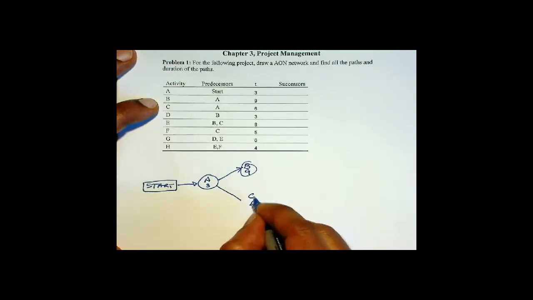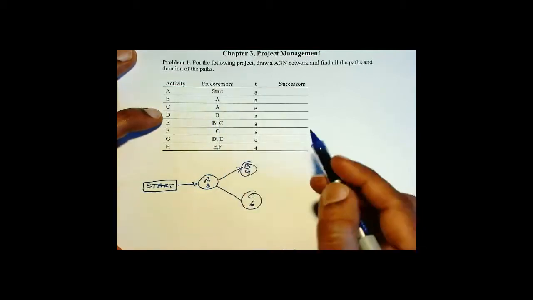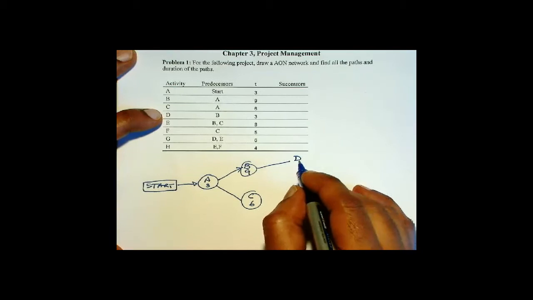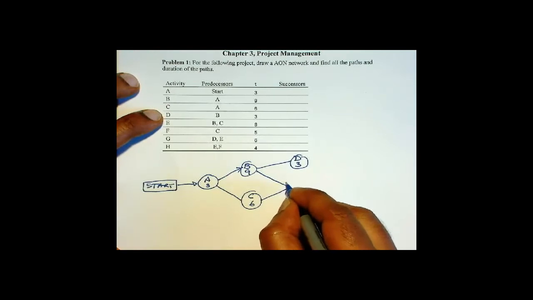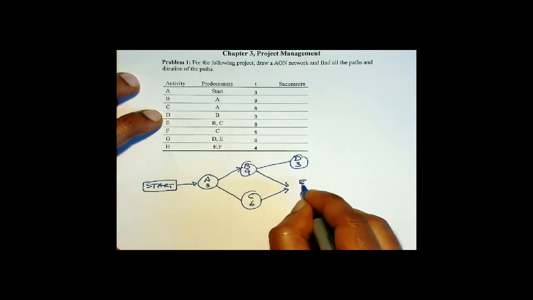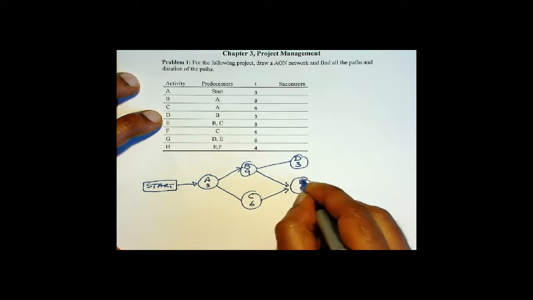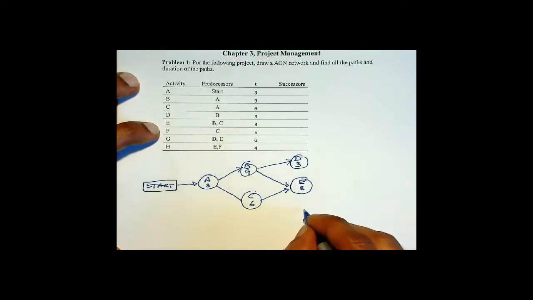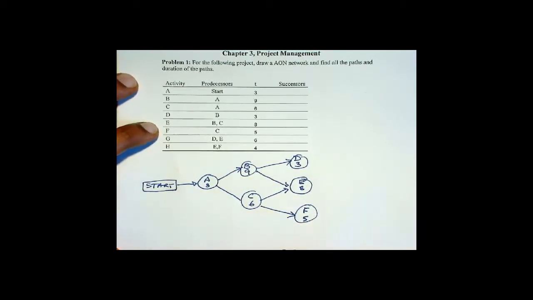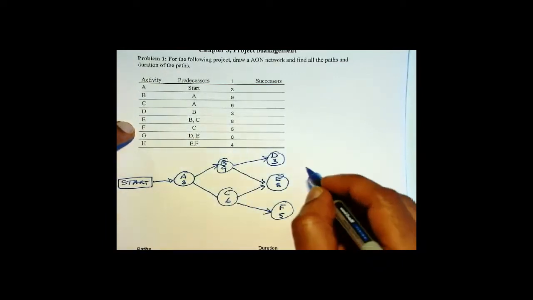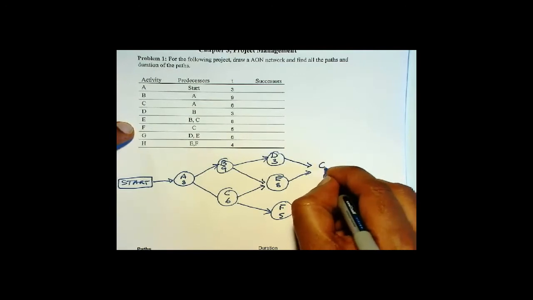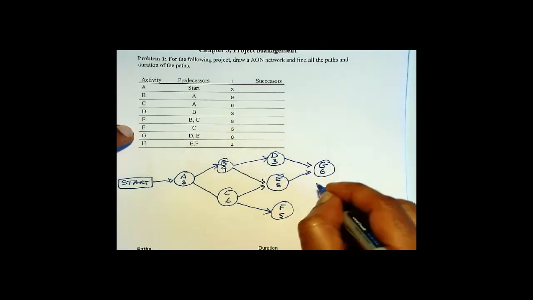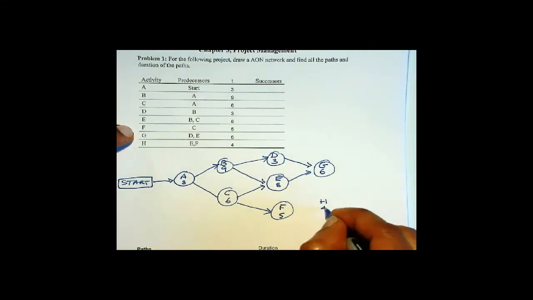And then comes D after B. And E comes after B and C. And F comes after C. G comes after D and E. And H comes after E and F. And then we have finish.